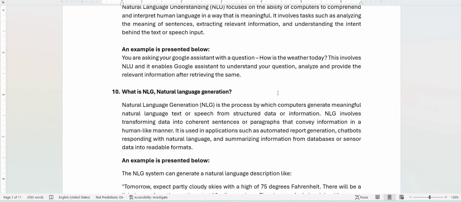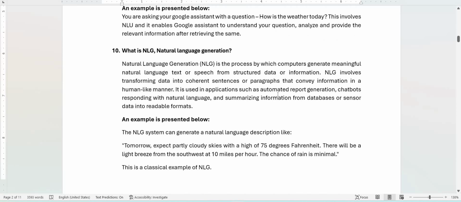We can use it in applications which include automated report generation, chatbots responding with natural language, summarizing information from the databases, or sensor data into readable format. I am going to give a very simple example for you. The energy system can generate a natural language description like, tomorrow expect partly cloudy skies with 75 degrees Fahrenheit. There will be a light breeze from the southwest at 10 miles per hour. The chance of rain is minimal. This is generated by the NLG engine.